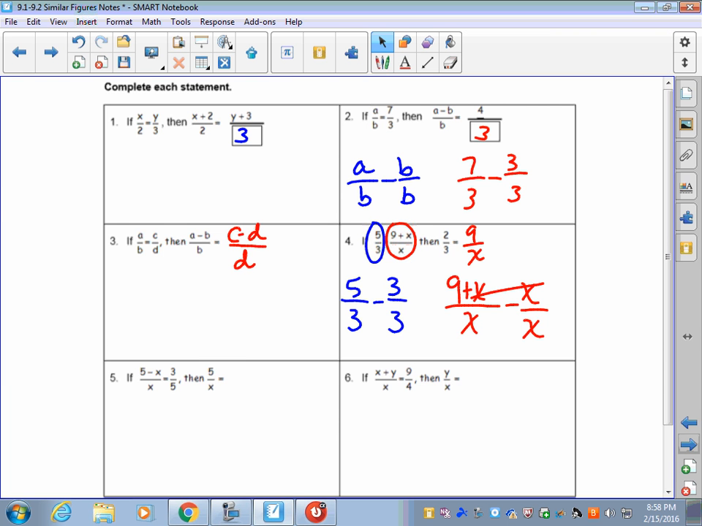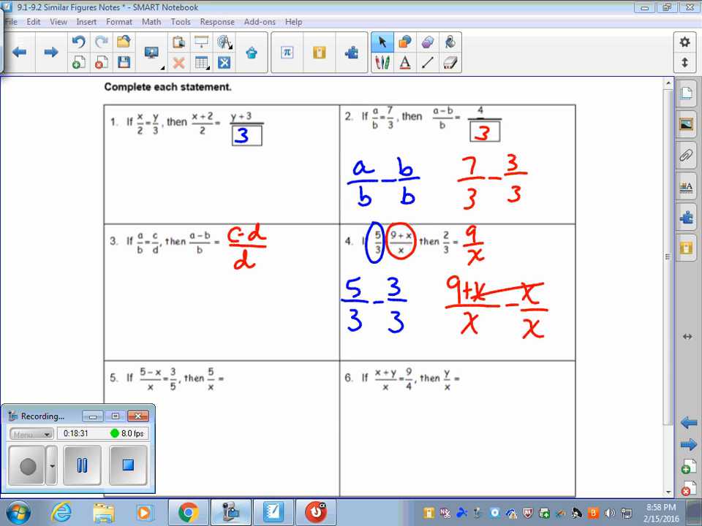Okay. All right, try 5 and 6. Pause the video. I'm going to put the answer and the work. I'm going to pause my video as well. So just check it, and if you have any questions, then post it to me on Emoto. Appreciate that.